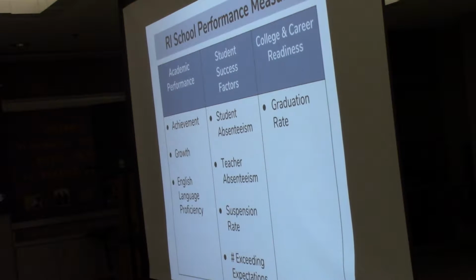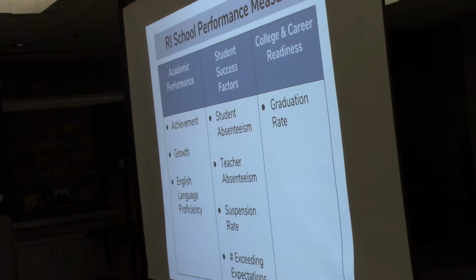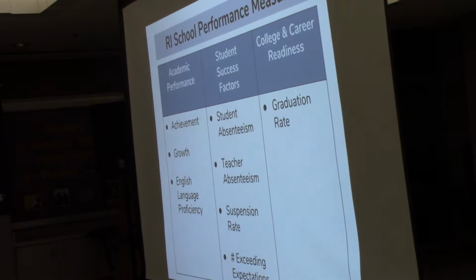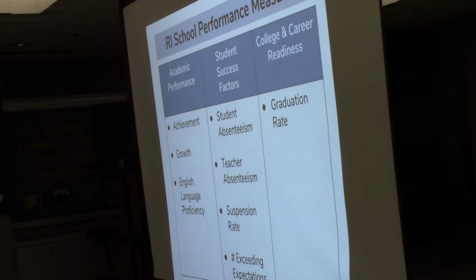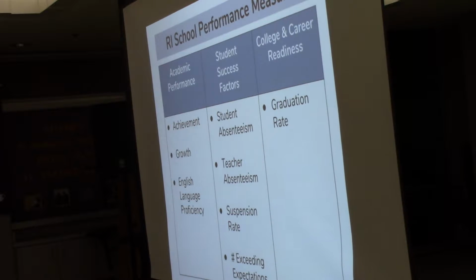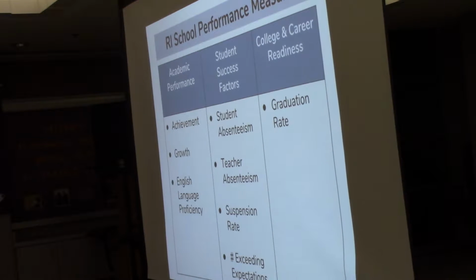This is an overview of the Rhode Island school performance measures. There are basically three buckets. The first bucket is academic performance. The second bucket is student success factors. And lastly, college and career readiness. And you can see there are different subcategories in there.